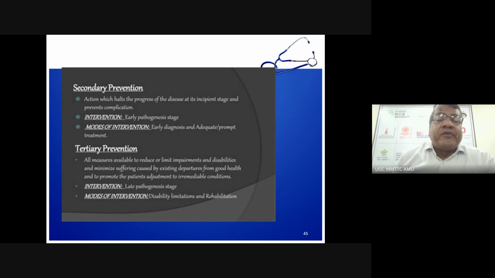Now, tertiary prevention is all measures available to reduce or limit impairments and disabilities, minimize suffering caused by existing departure from good health, and promote the patient's adjustment to irremediable conditions.